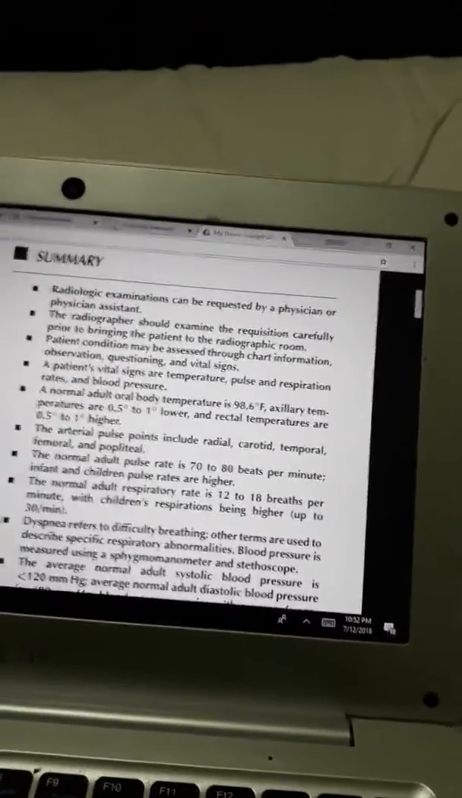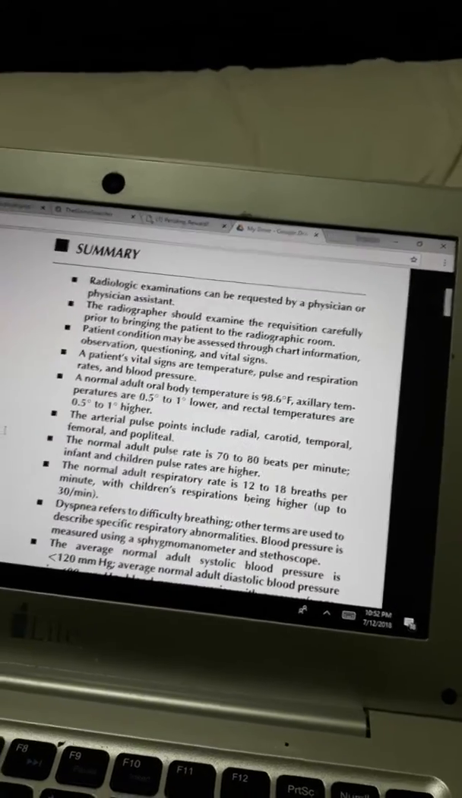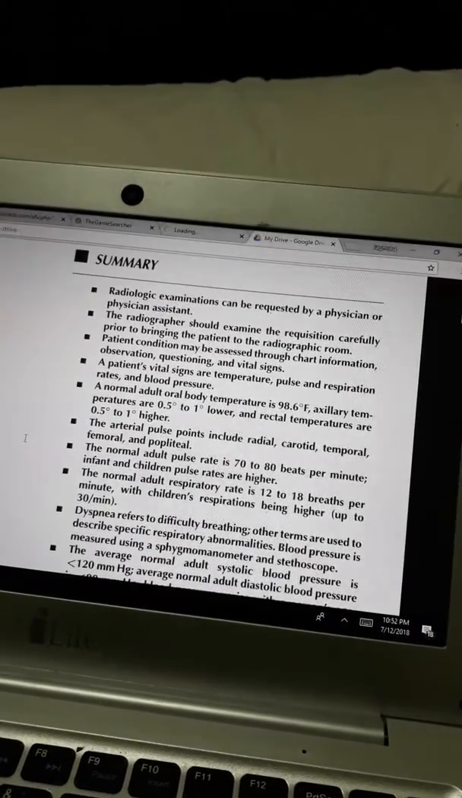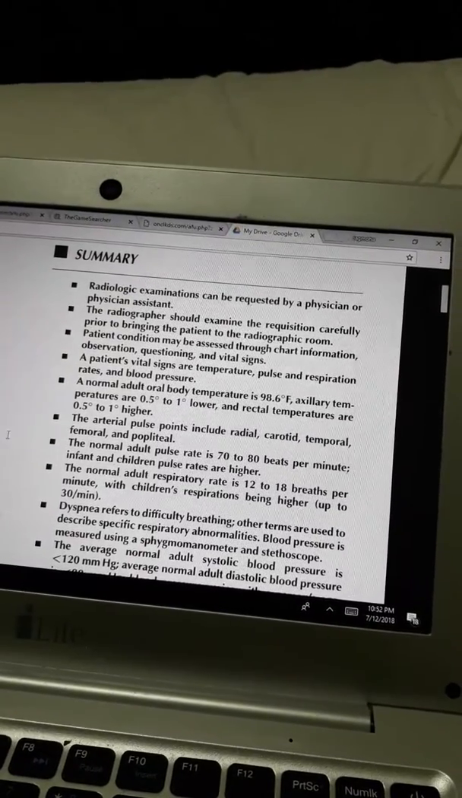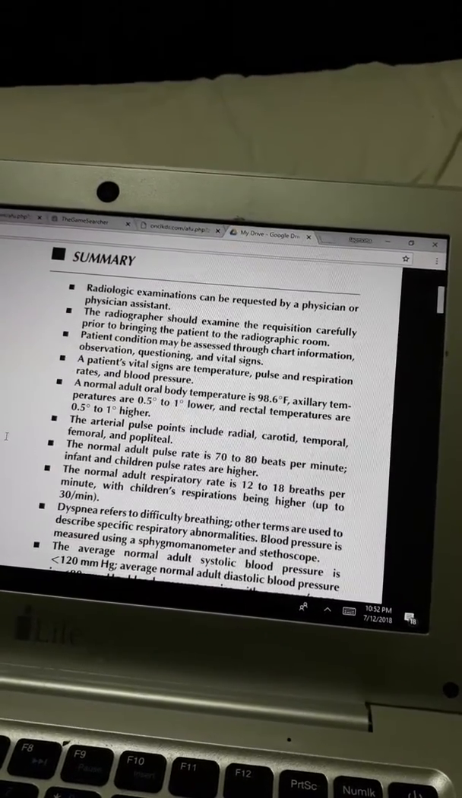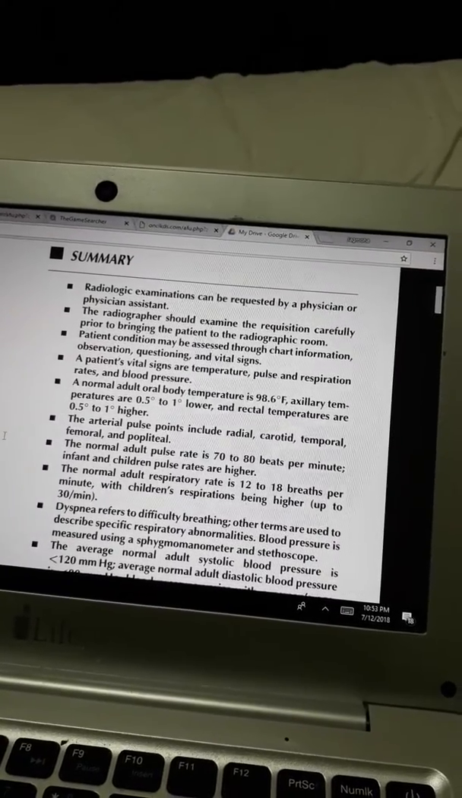The normal adult respiration rate is 12 to 18 breaths per minute, with children's respiration being higher, up to 30. Dyspnea refers to difficulty in breathing. Other terms are used to describe specific respiration abnormalities.